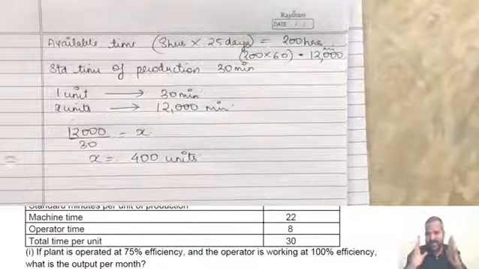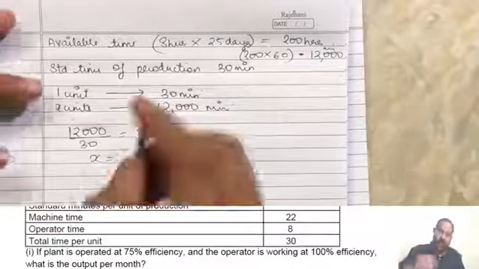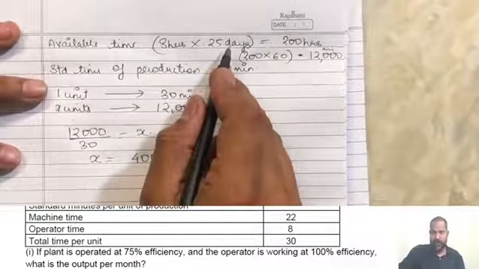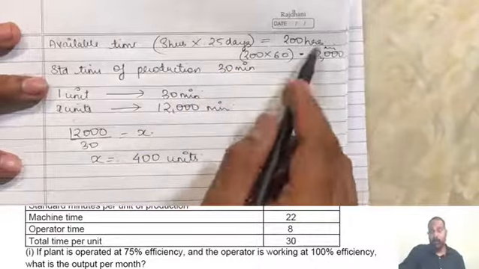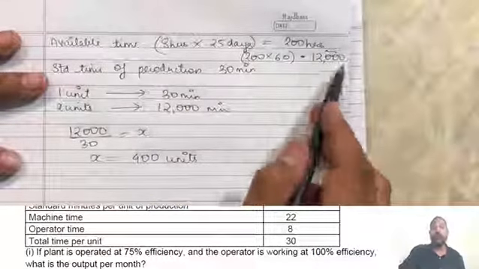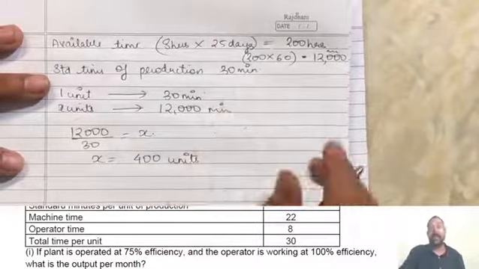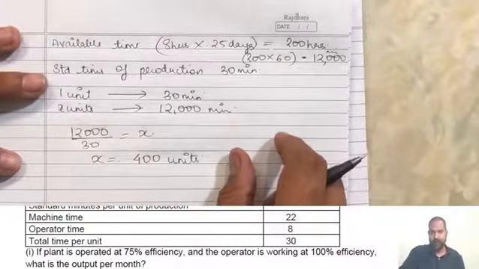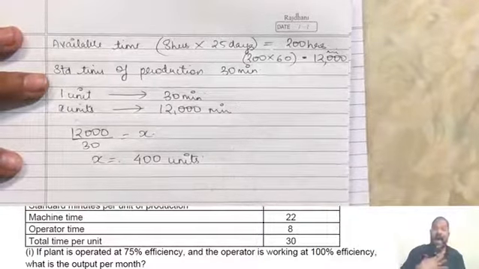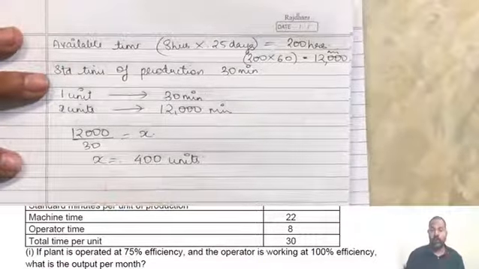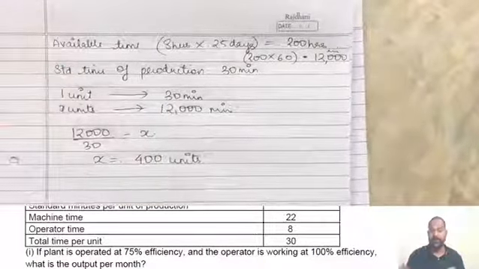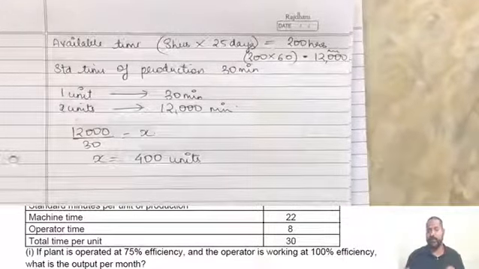This is my standard answer: if you give me 8 hours a day for 25 days, which is 200 hours, which is 12,000 minutes, and it takes on a standard basis 30 minutes to make a certain product, then I will give you an output of 400 units, provided everything is working well.